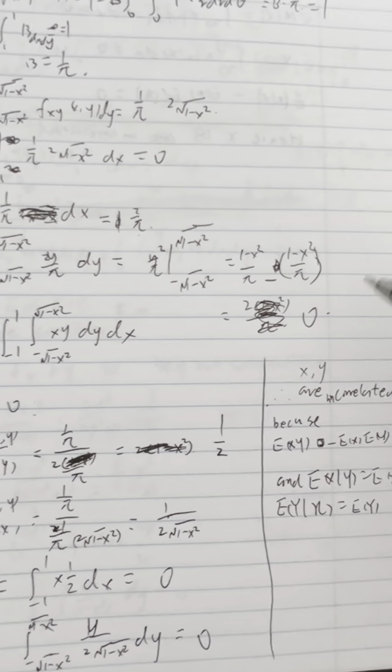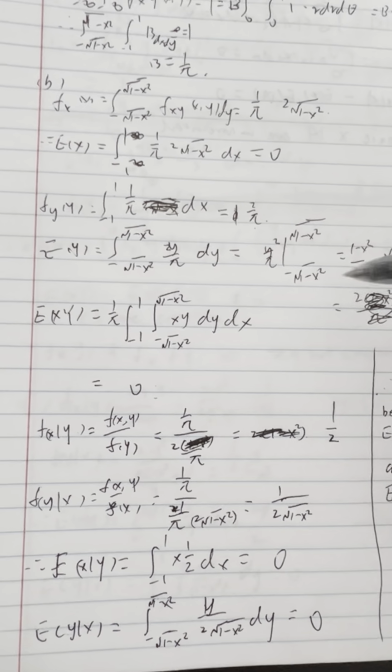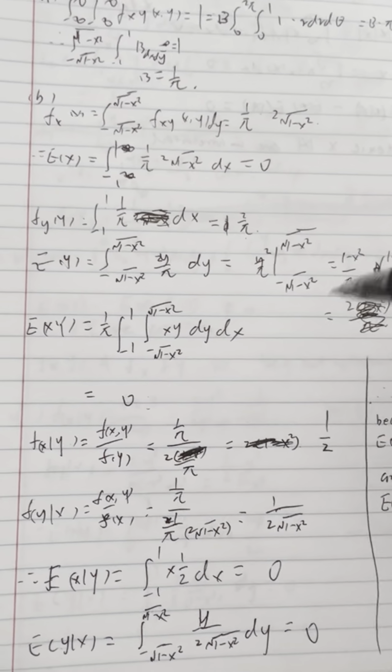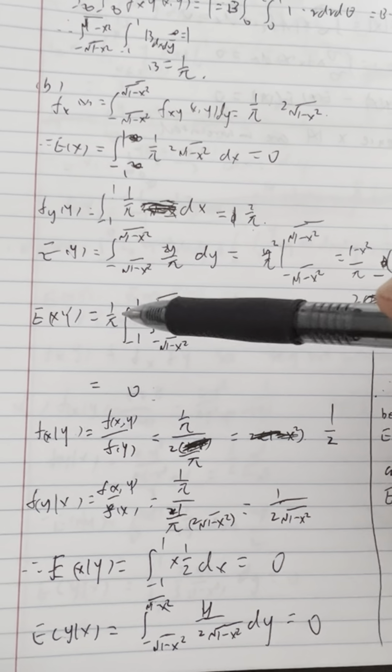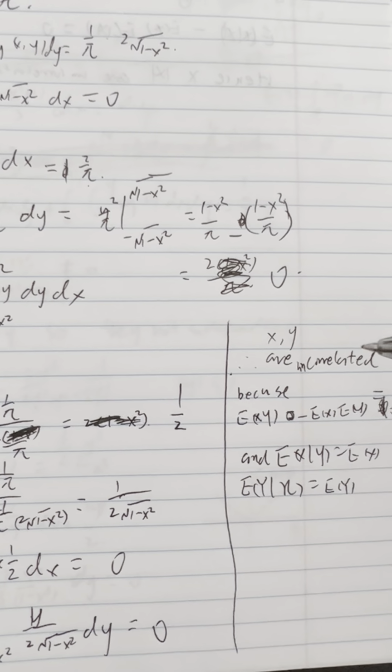And since we have that E[X] times E[Y] equals 0 times 0, which is 0, and E[XY] equals 0, then we can conclude that X and Y are uncorrelated.